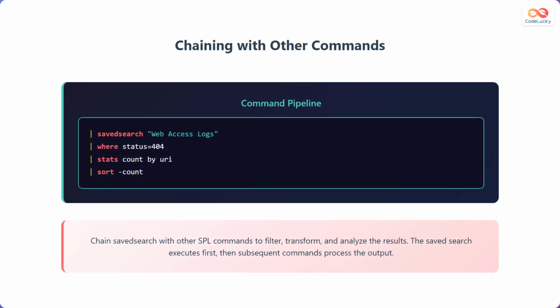One of the powerful features of the savedsearch command is its ability to chain with other SPL commands. In this example, we start by executing a saved search called web_access_logs. Then we filter the results using the where command to find only status 404 errors. Next, we use the stats command to count occurrences by URI, and finally sort the results in descending order by count. The saved search executes first, and then each subsequent command processes the output in sequence.